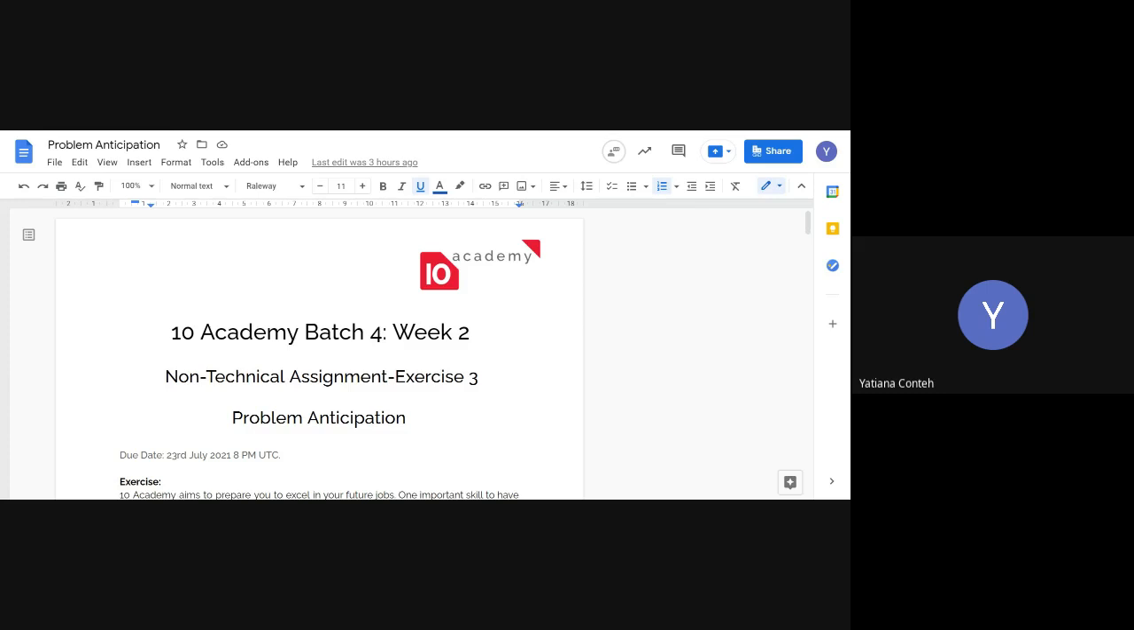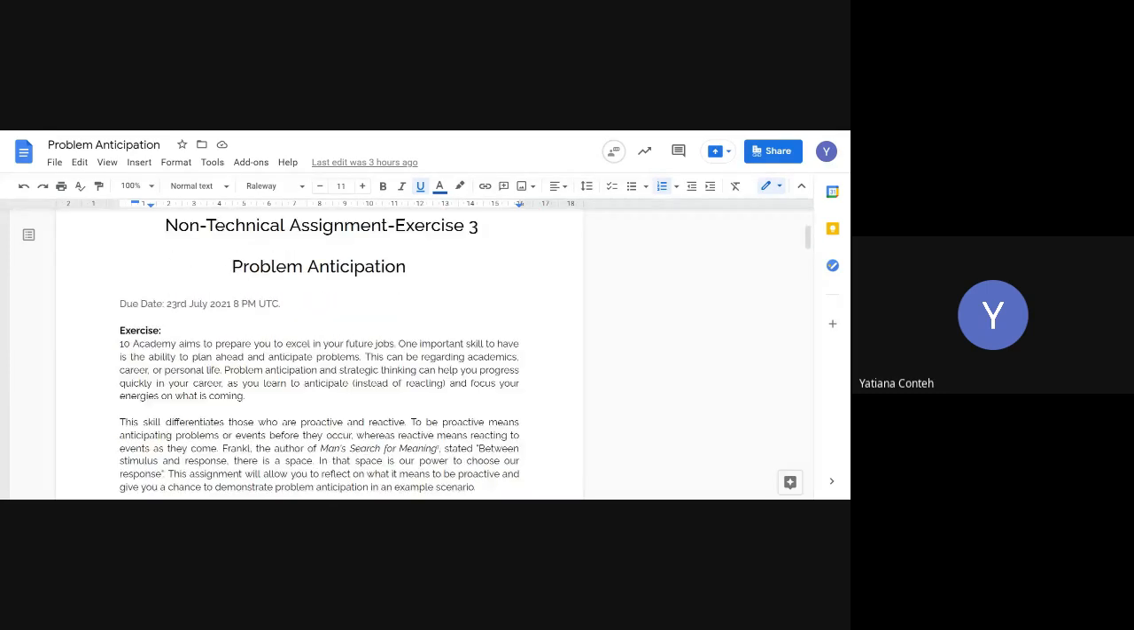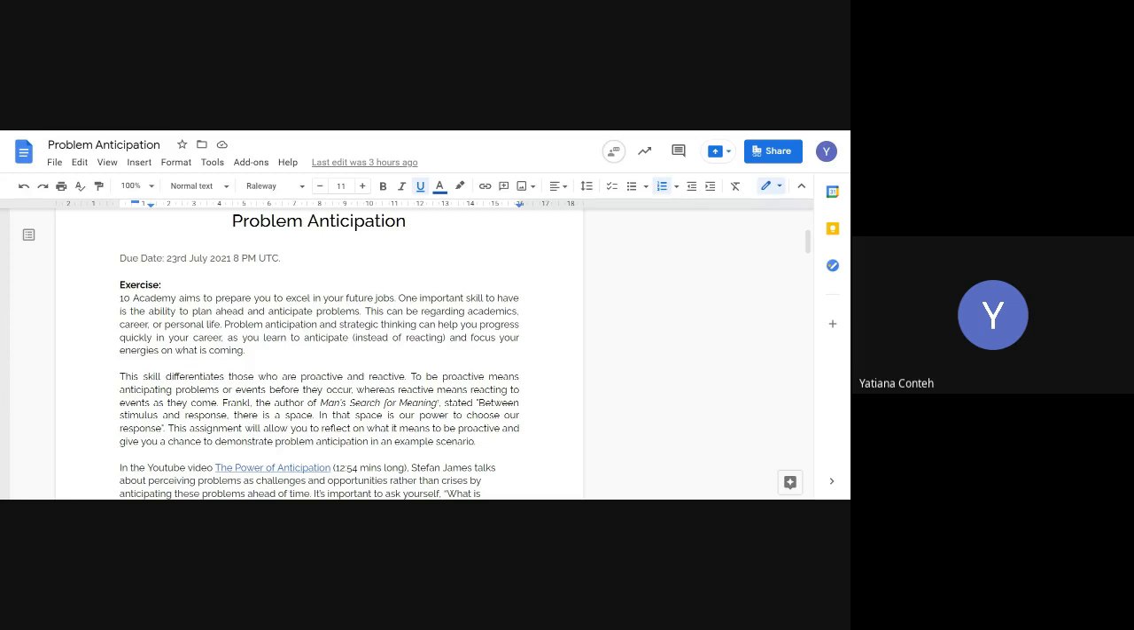So let's just quickly go through the assignment before I present the slides on what we expect you guys to do. Okay, so it's due on the 23rd of July, 8 p.m. UTC. So let's just try to do the work and submit, okay? Now, this skill, problem anticipation, differentiates those who are proactive and those who are reactive, okay? To be proactive means anticipating problems or events before they occur, i.e. before they happen, whereas reactive means reacting to events as they come.